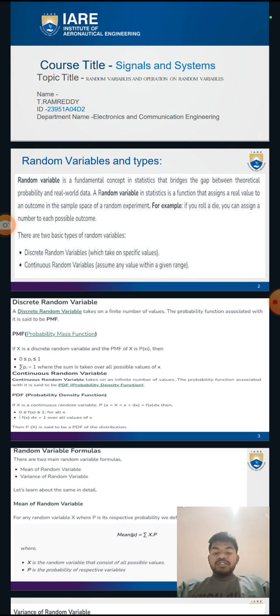Discrete random variables are those which can take specific values. For example, discrete random variables take finite values, while continuous random variables are quite the opposite of discrete random variables. A continuous random variable can assume any value within a given range. Continuous random variables take infinite values.